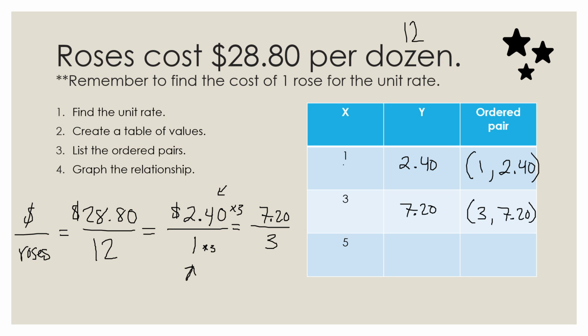And for last but not least, 5, we want to go back to our unit rate. You don't want to mess around with that 3. We're going to go back to our unit rate. We're going to go 2.40 over 1, and we want to know what our numerator would be when our denominator is 5. Well, we multiply by 5 to get that. So we're going to go $2.40 times 5 roses, and that gives us an even $12. So for 5 roses, the cost is $12. For our last ordered pair, 5, 12. And you know what? I'm going to go ahead and put the dollars and cents in there just to keep that consistent.